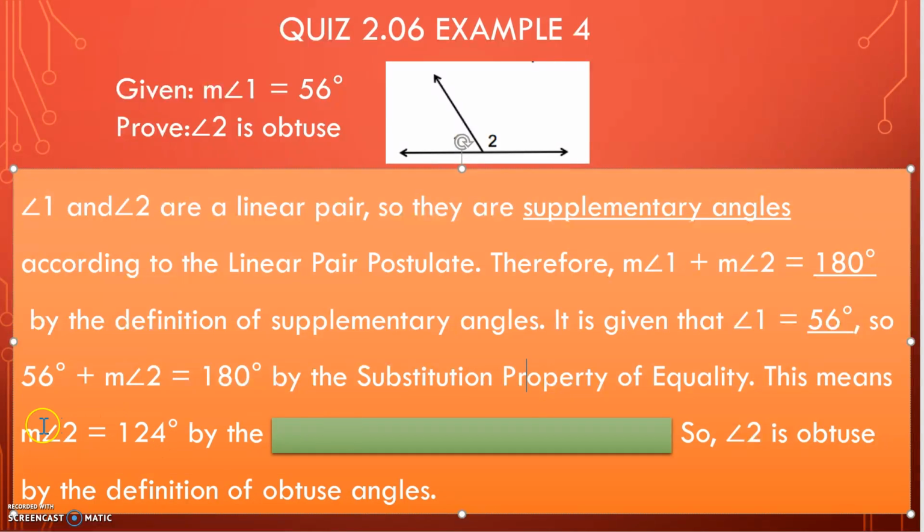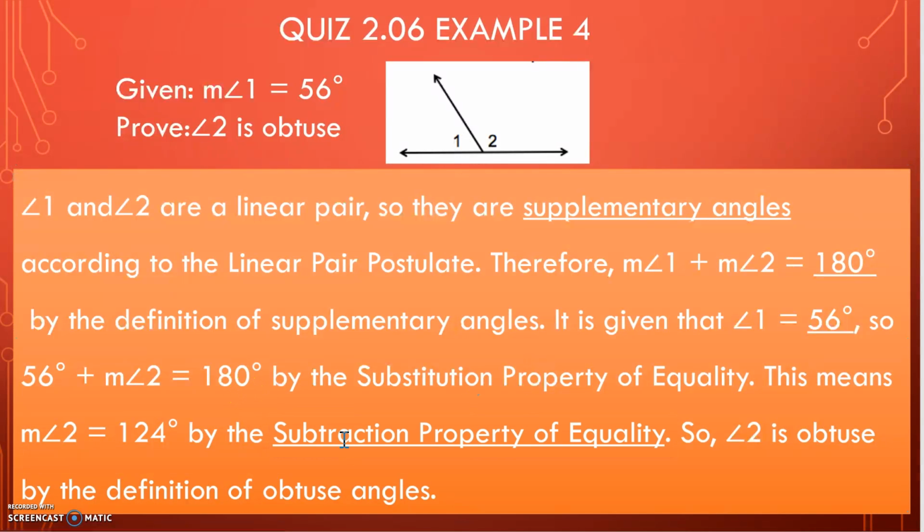So what they did here is subtract 56 on both sides of this equation, and they can do that because of the subtraction property of equality. So the measure of angle 2 is obtuse by the definition of obtuse angles. The definition of obtuse angles says they are greater than 90 degrees. 124 is greater than 90 degrees, so the angle is obtuse.